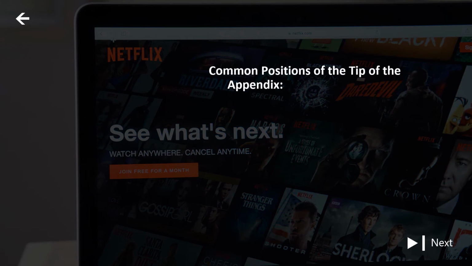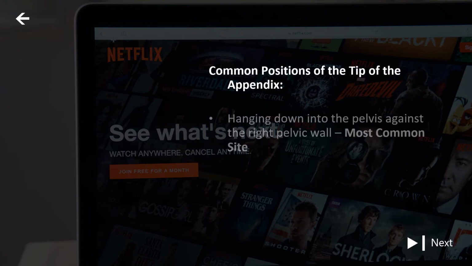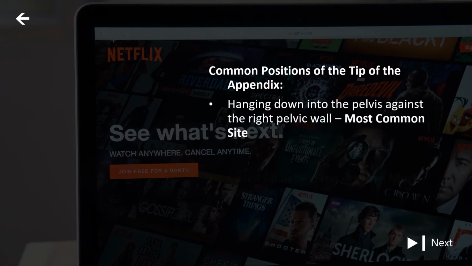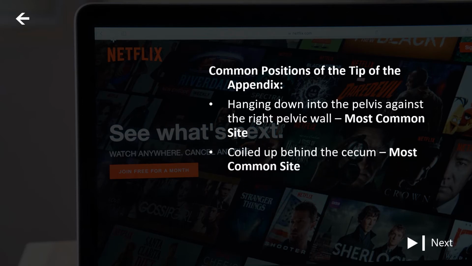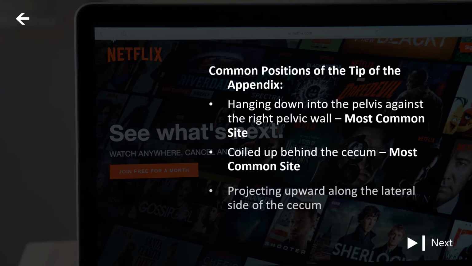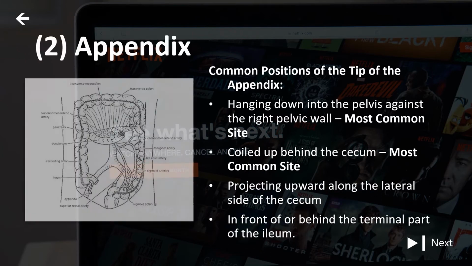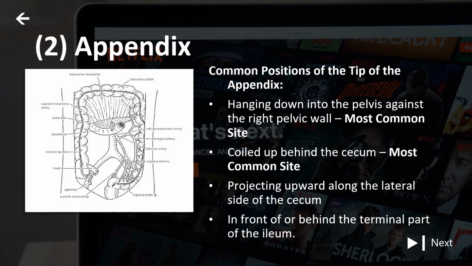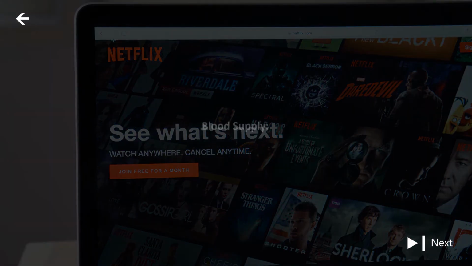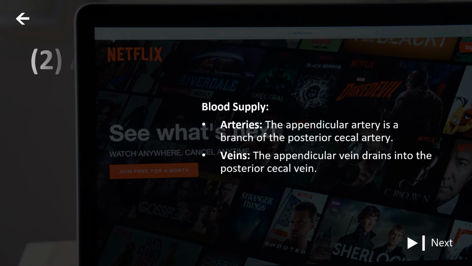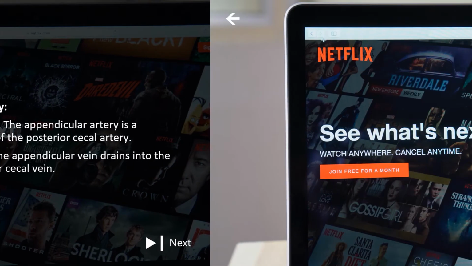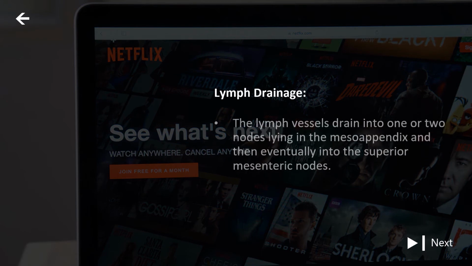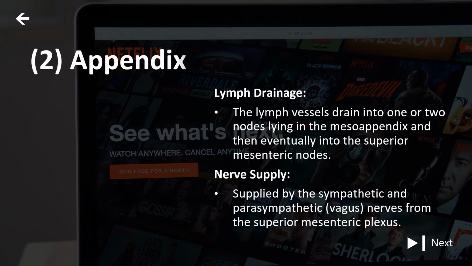The two most common sites for the position of the tip of the appendix are, first, when it hangs down into the pelvis against the right pelvic wall, and second, when it is coiled up behind the cecum. And there are two not so common sites, as you can see on the screen. So here's the blood supply of the appendix. And here's the lymph drainage and nerve supply of the appendix.